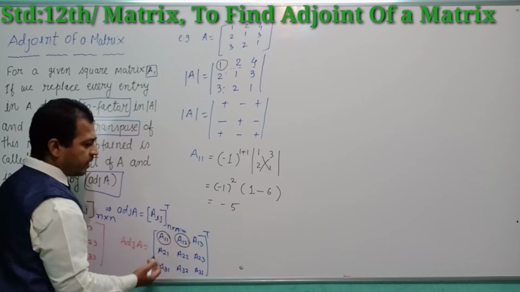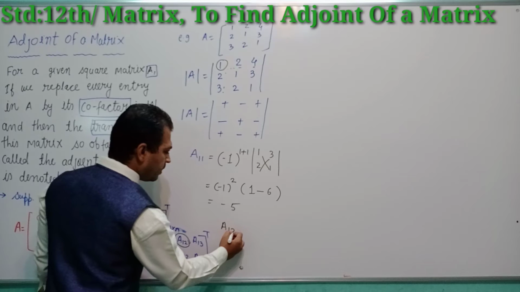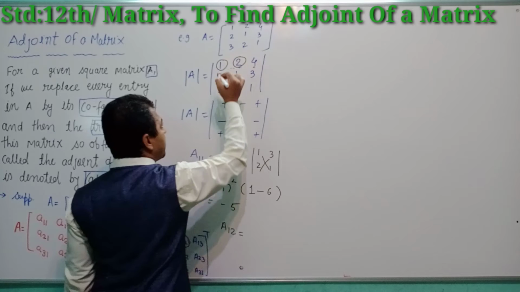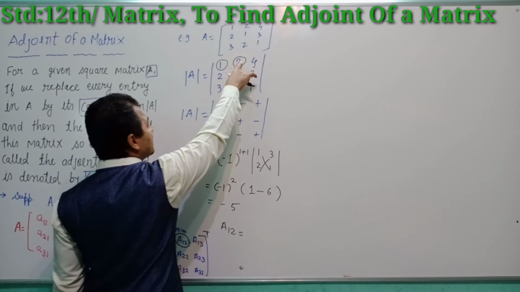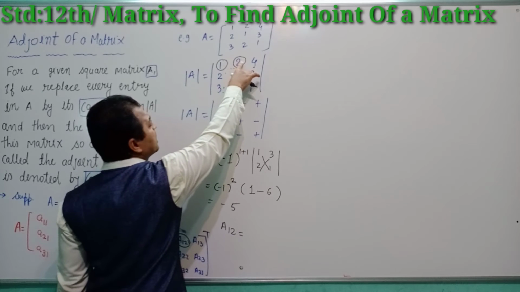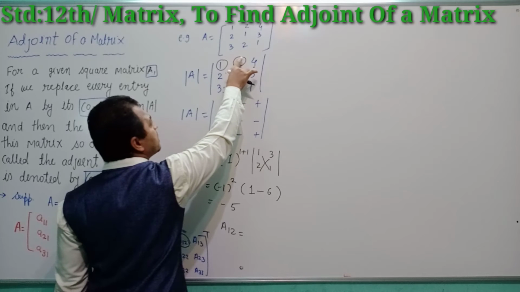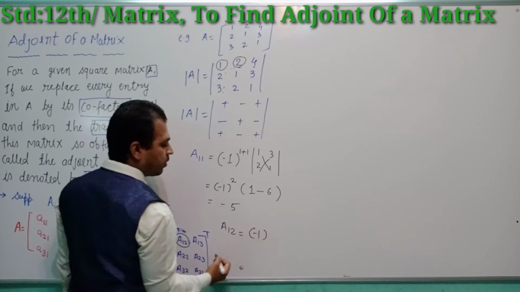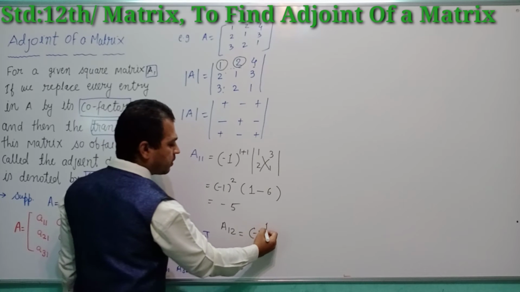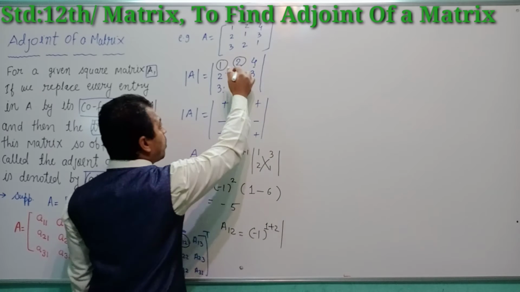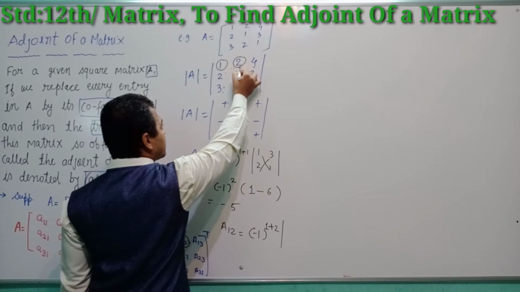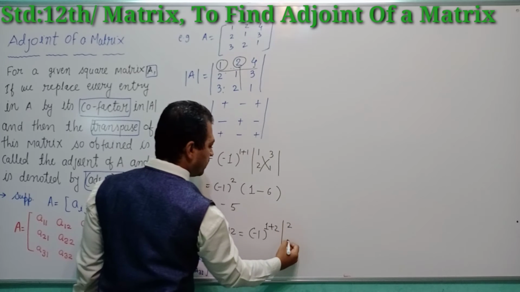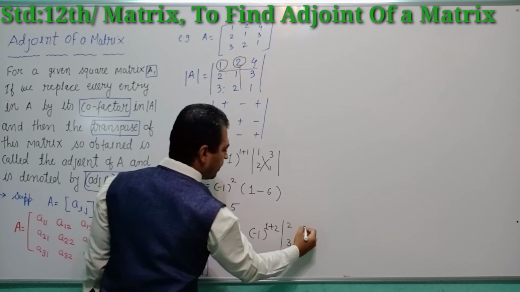Similarly you will find A12. This is the element of this determinant in the first row and second column. So minus 1 to the power 1 plus 2, the first row and second column. Excluding these, you can take the remaining determinant 2 3 / 3 1.